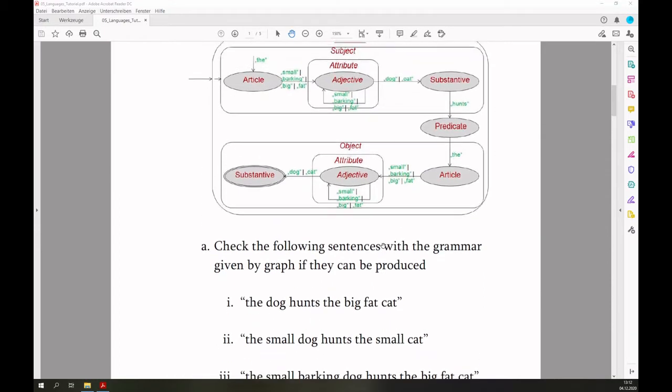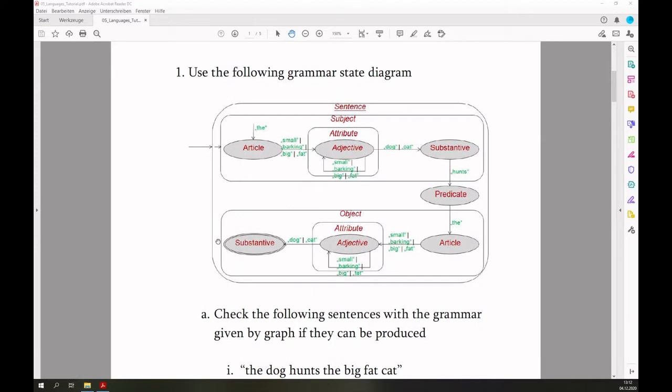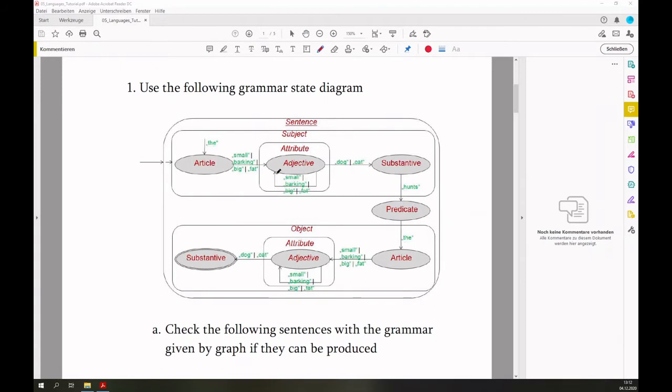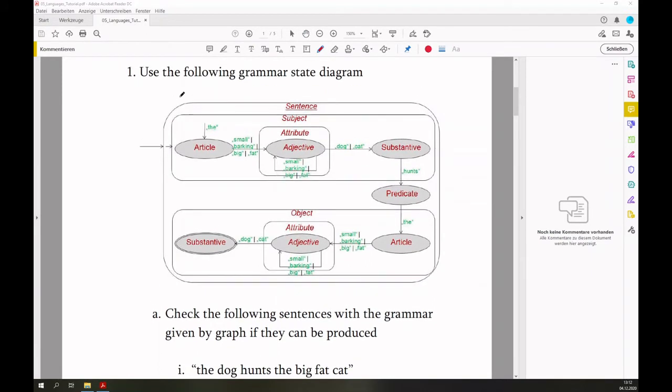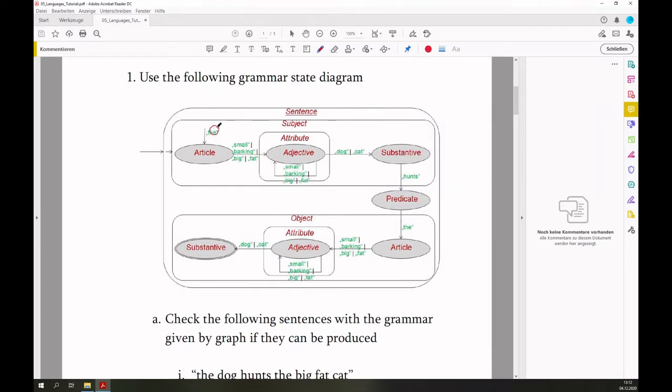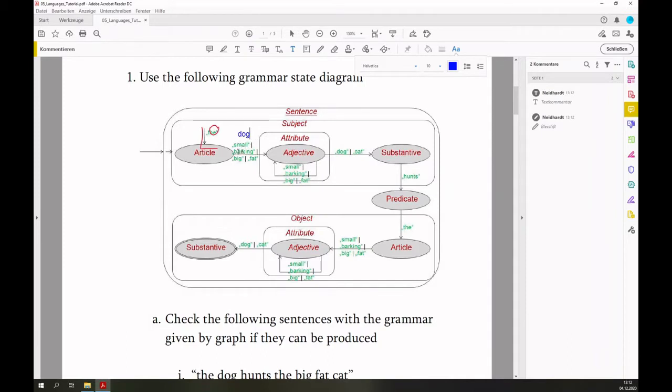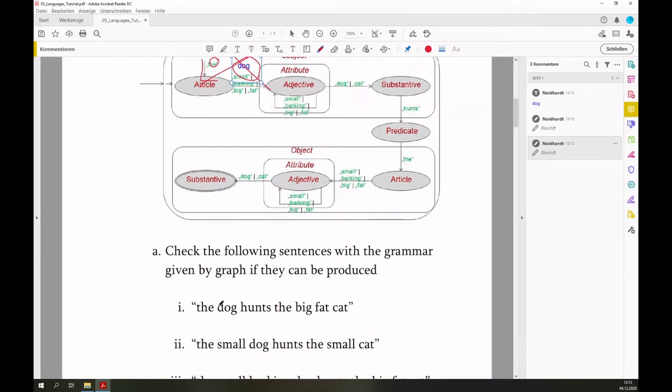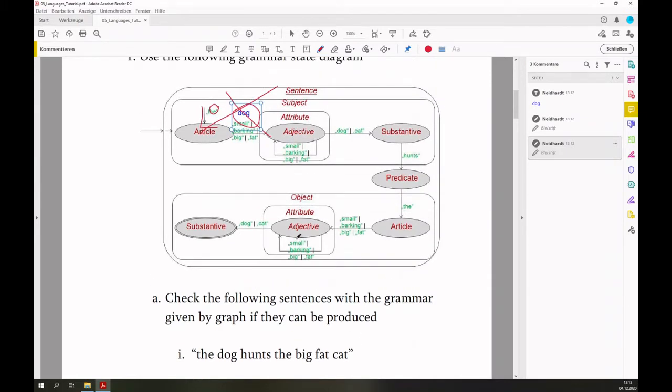So let's jump to this state chart and let's directly do the work there. The sentence was: the dog hunts the big fat cat. So let's go. We are here at this state, and then dog. Here dog is missing. Therefore it does not fulfill the language. So this first sentence cannot be produced with this grammar. Let's go to the next sentence.